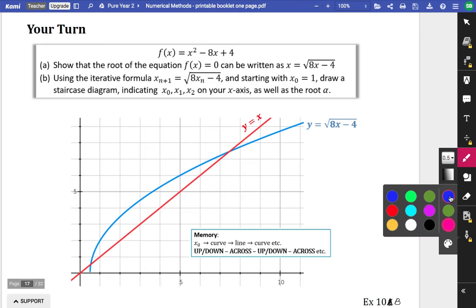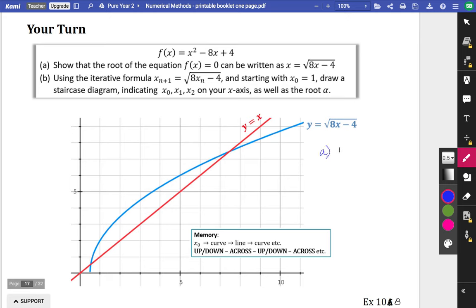Okay, so let's actually do the whole question that we've got here. It says f of x equals x squared minus 8x plus 4. Show that the root of the equation f of x equals 0 can be written as this. Well, you can see what's going to happen. If you square both sides, you're going to get your x squared equals 8x minus 4. So it's quite an easy rearranging one for part A here.